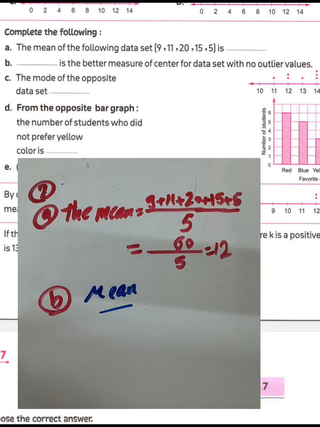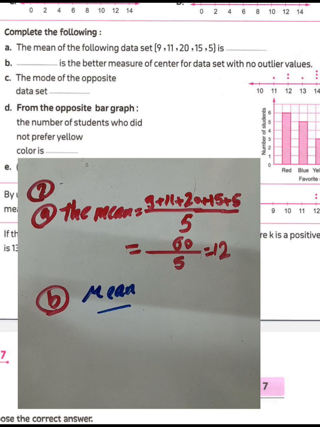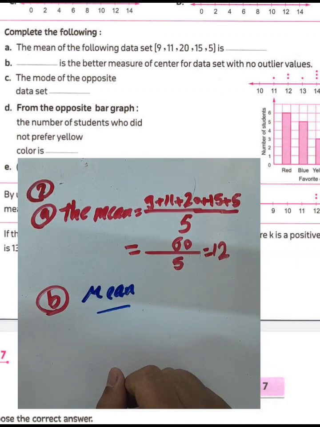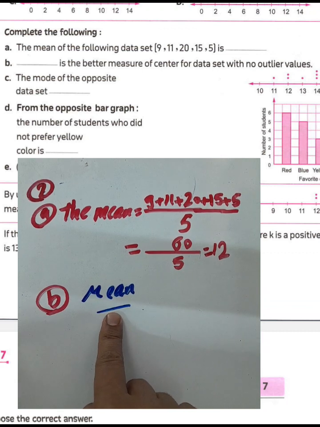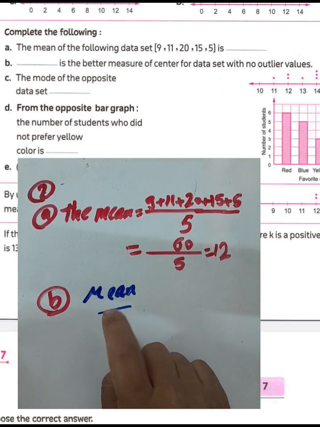Again, the better measure of center for a data set with no outlier. Look at this word, no outlier. We know the meaning of outlier. Outlier means a number that lies outside or has more distance between it and the other values. So outlier means the number is moving outside. If we have an outlier in the result, you must use the median. And if we have no outlier in these values, we must use the mean. It's the better measure of center for data.